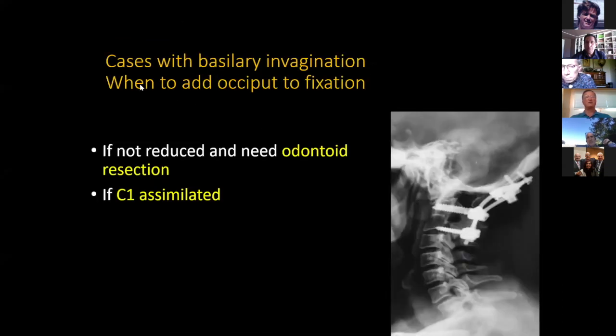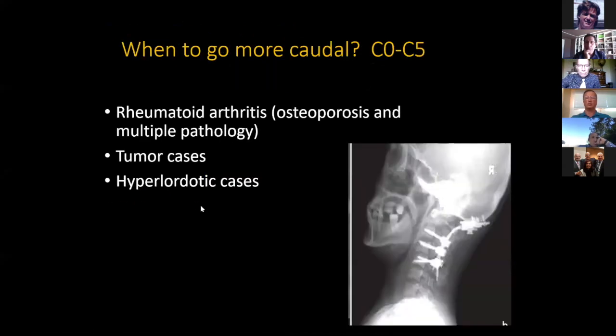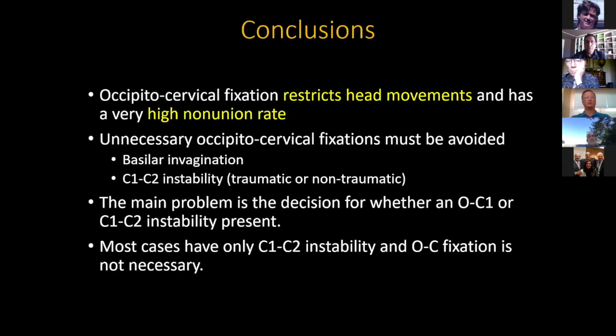Cases with basal invagination: when to add occiput to fixation? If not reduced and need odontoid resection, and if C1 is assimilated, we need to make such fixations. Shall we go to lower levels in tumor cases, in hyperlordotic cases, in some rheumatoid arthritis cases? Yes, we shall go. In conclusion, occipitocervical fixation restricts head movements and has a very high non-union rate.